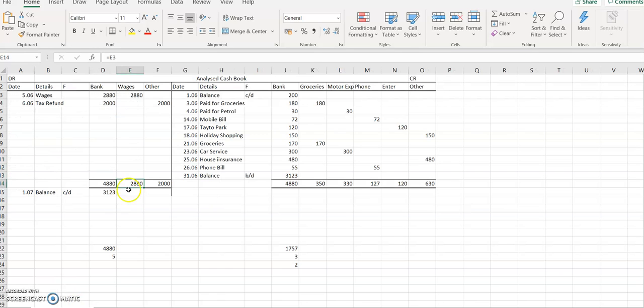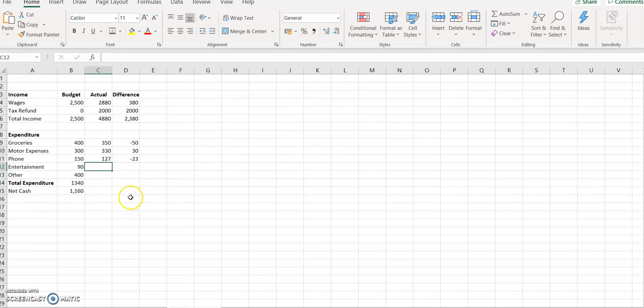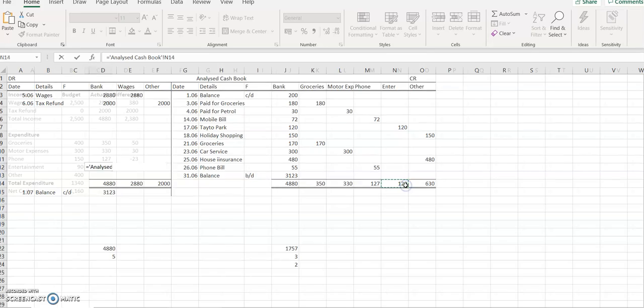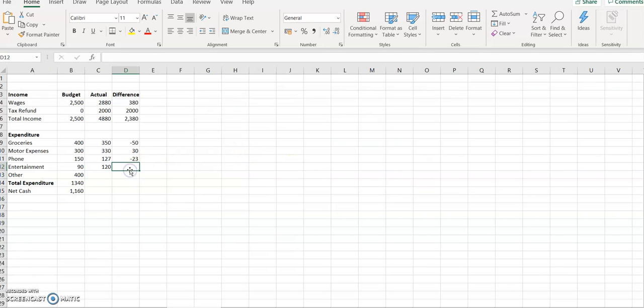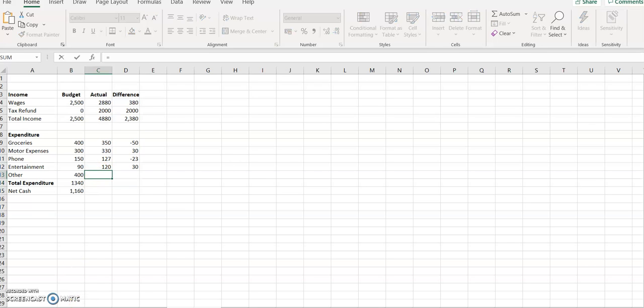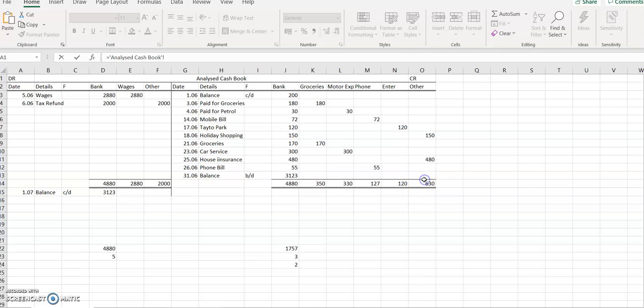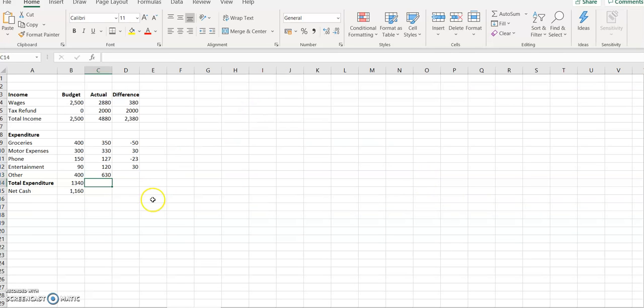Entertainment then, they actually spent 120 in entertainment. So they budgeted 90, but they spent 120, so it's going to be an extra 30 euro that they spent. For other then, they budgeted 400, they actually spent 630, so it's going to be plus 230.